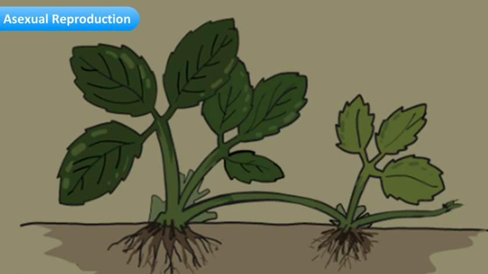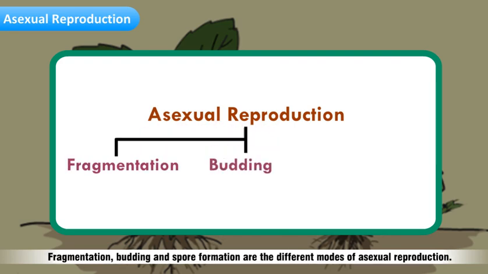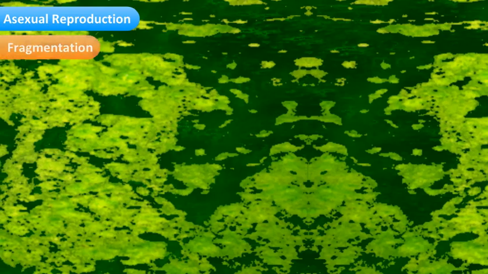Asexual reproduction. In asexual reproduction, plants give rise to new plants without the formation of seeds. Fragmentation, budding, and spore formation are the different modes of asexual reproduction.